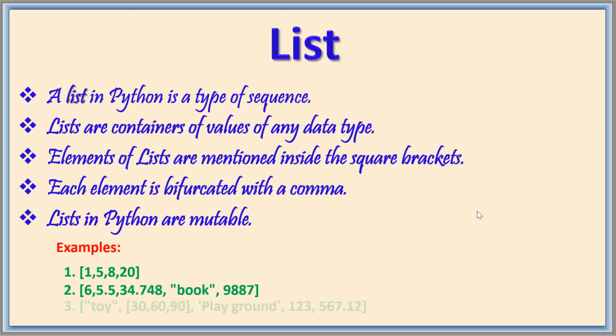We can also mention a list inside another list. See the second element, it is a list having 30, 60, 90 as its values. Again playground is a string, 1, 2, 3 is an integer, and again a float number is there.